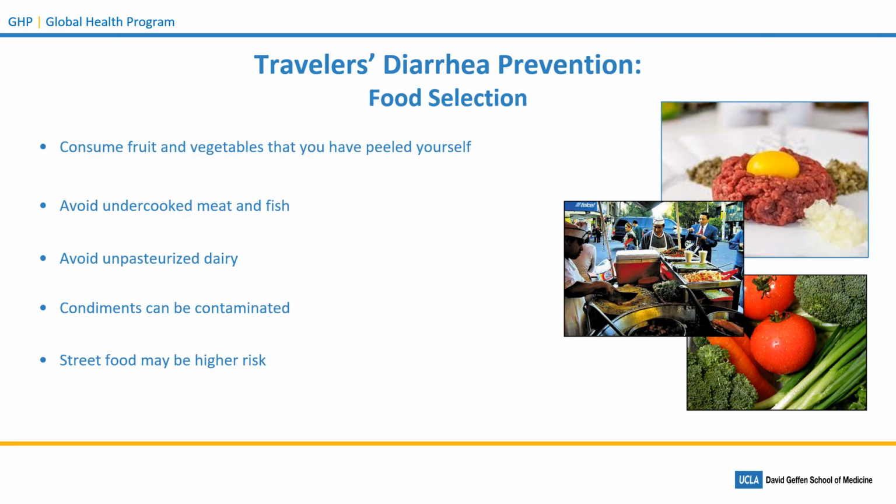A little bit more about prevention. So food selection is important. Consume fruit and vegetables that you have peeled yourself. Avoid undercooked meat and fish. Avoid unpasteurized dairy. Condiments can be contaminated if they've essentially been sitting around for a while, and that can happen anywhere, including here. And street food may be higher risk.